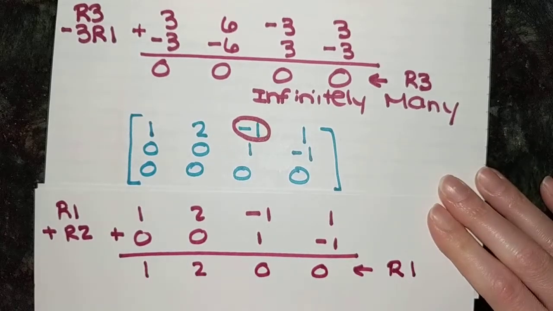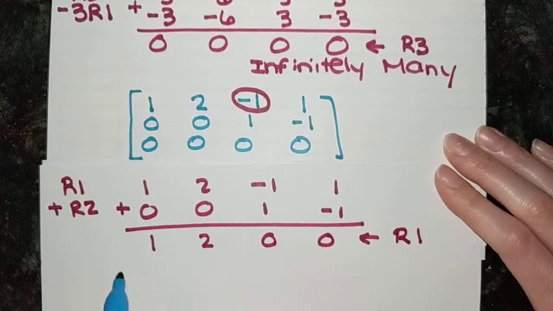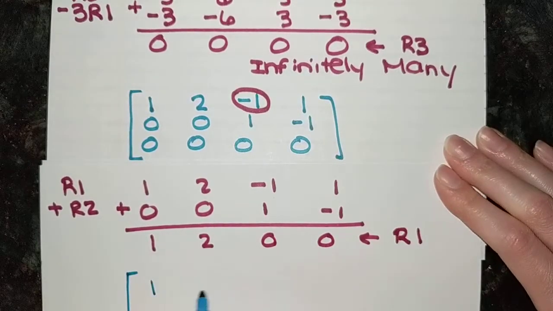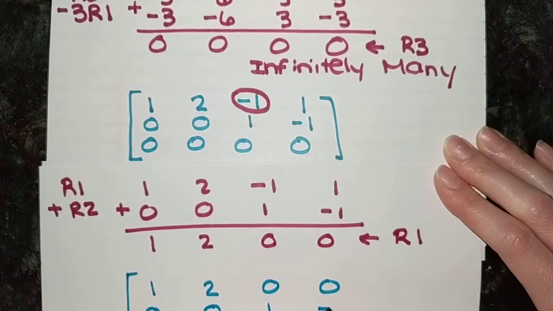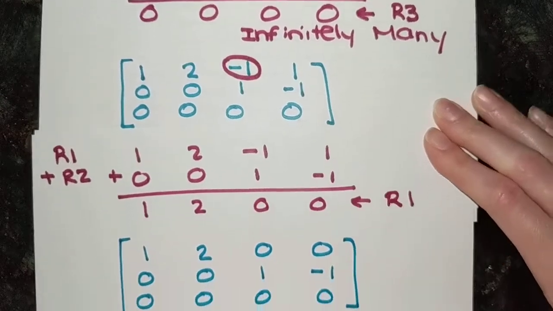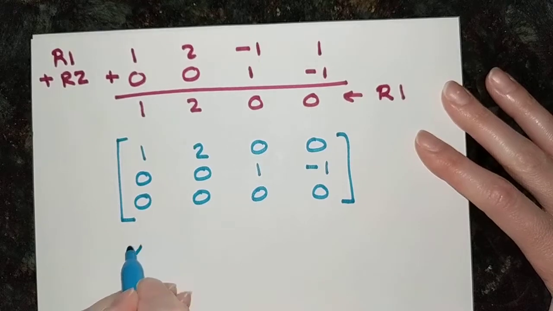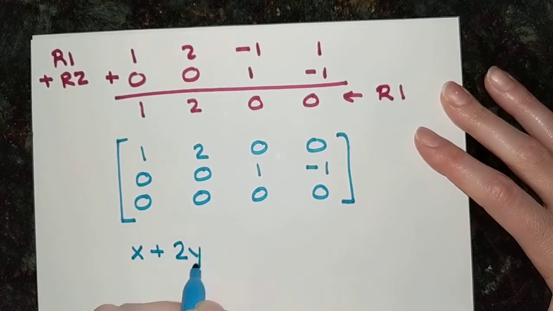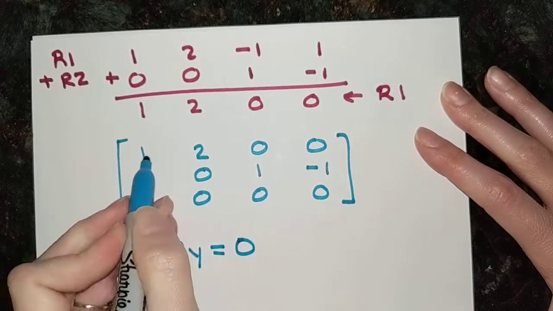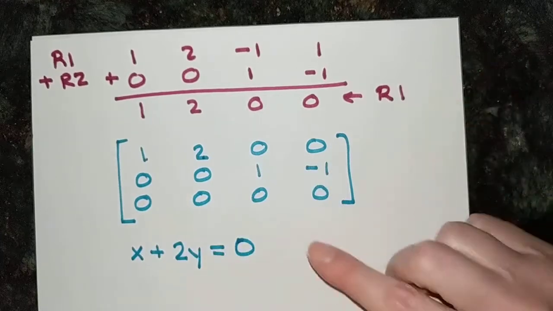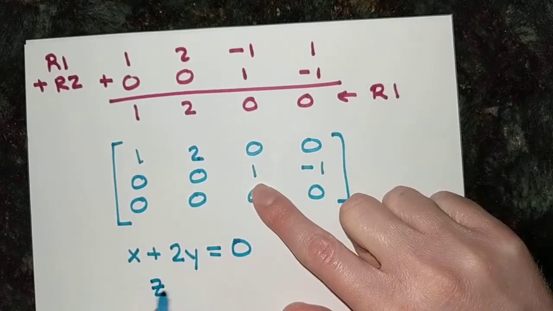Okay, so how does that help us in writing our infinitely many solutions? What would happen is you would have 1, 2, 0, 0, 0, 0, 1, negative 1, 0, 0, 0, 0. So what this tells you, this matrix right here, is it tells you that x plus 2y is equal to 0. So x plus 2y equals 0. And it tells you that z is equal to negative 1.